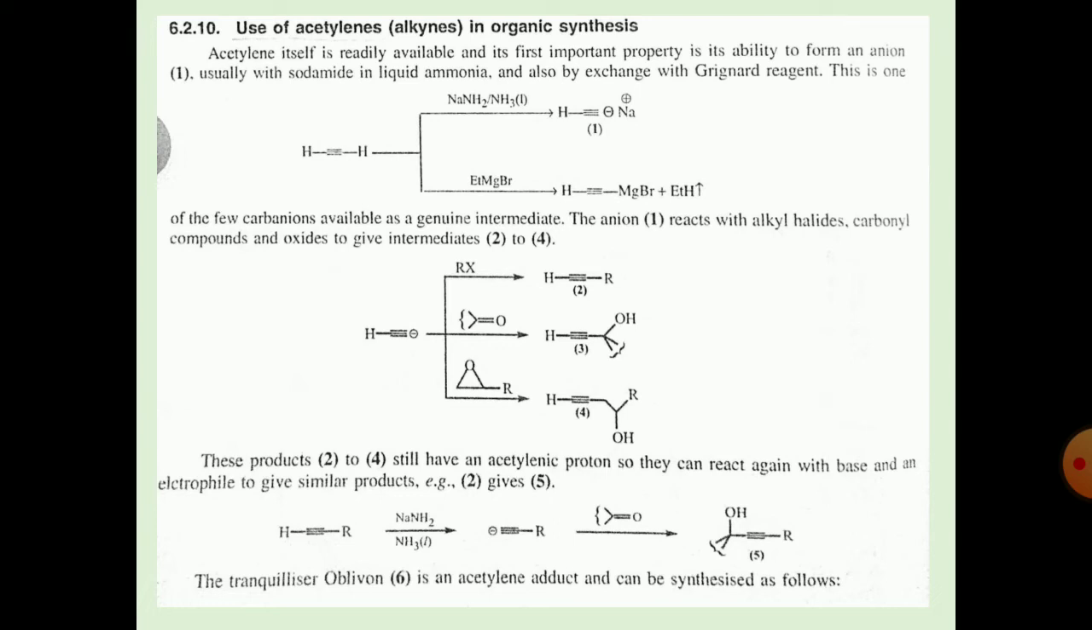Here, firstly acetylene is reacted with NaNH2 and ammonia, forming this adduct, and then again acetylene is reacted with EtMgBr, a Grignard reagent, forming this adduct. The two adducts are formed. NaNH2 acts as a base, and EtMgBr also acts as a base. So the new carbanions are available as genuine intermediates: the anion 1 is reacted with alkyl halide, carbonyl compound and oxide to give the intermediates 2 and 4.